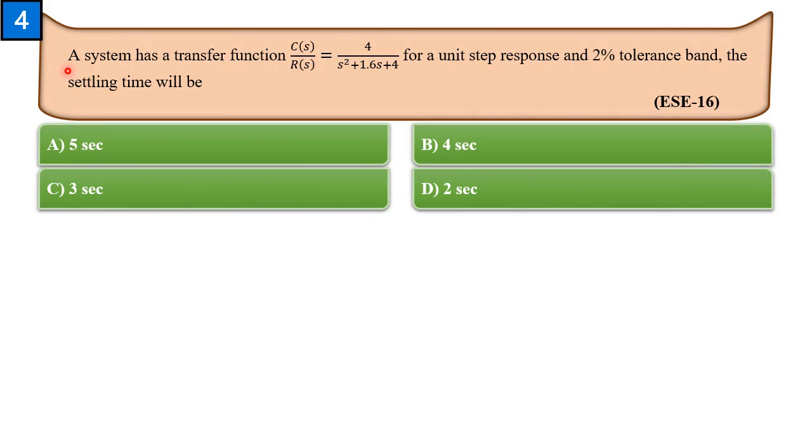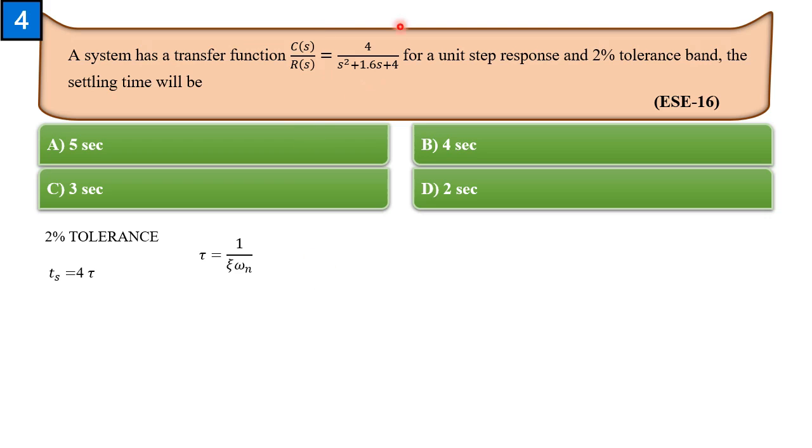A system has a transfer function, this, for a unit step response and 2% tolerance band. The settling time will be... Here it is asking about the settling time. As we know, the formula is that at 2% tolerance, the settling time is given as 4 into time constant. And the time constant for this type of system, a second order system, is given as 1 upon zeta omega n. So we have to find zeta and omega n from this transfer function.